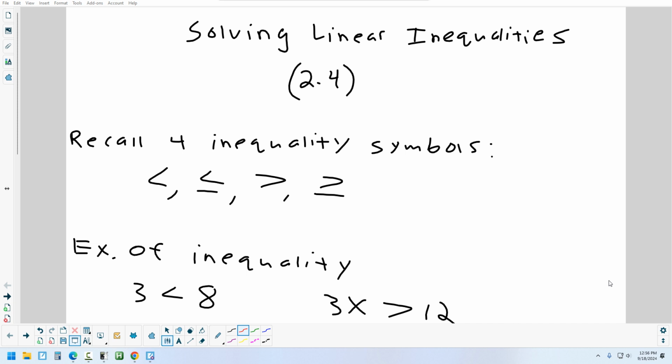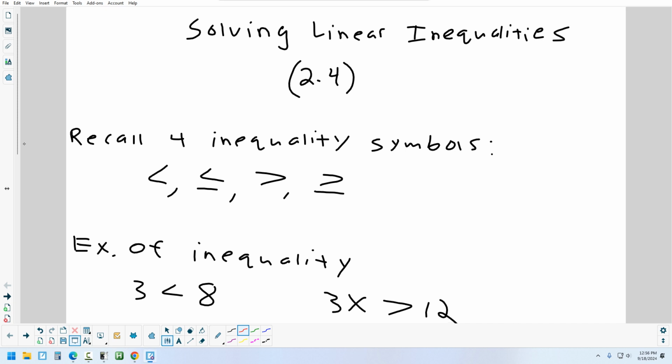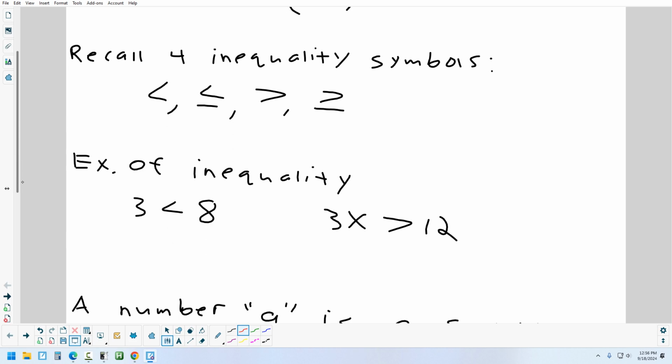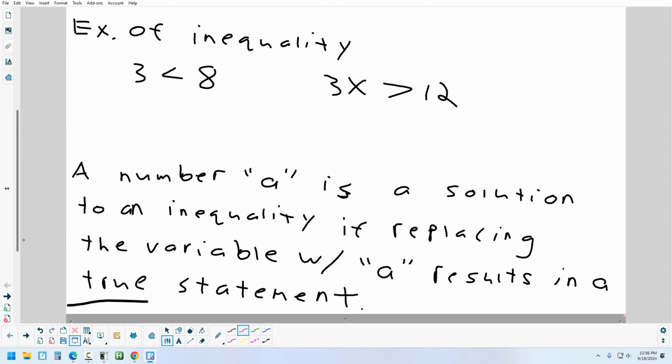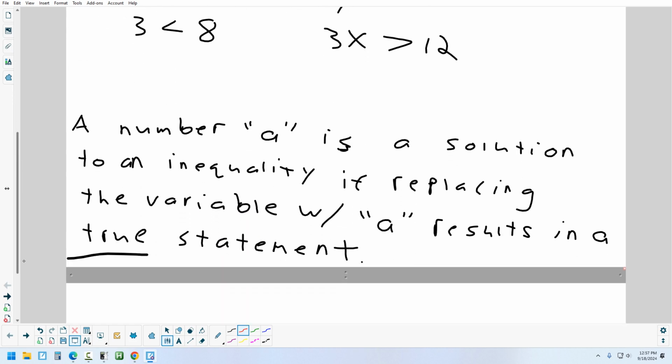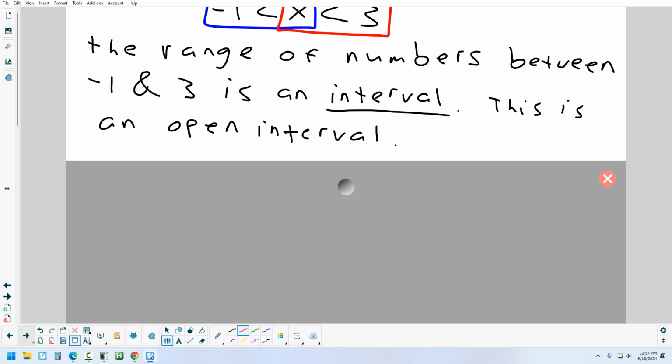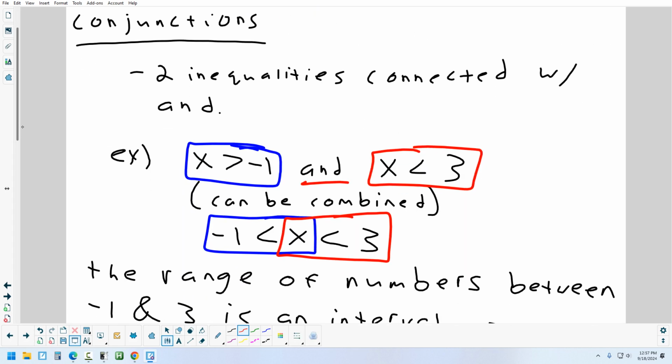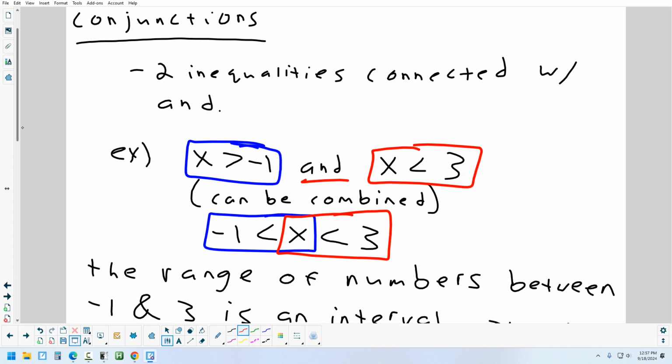So section 2.4, we're looking at linear inequalities. We've got our symbols, some example inequalities, and how to check if a number is a solution to an inequality. Conjunctions are a kind of inequality connected with the word "and." You can write it the long way or the short way, and you should be familiar with both.